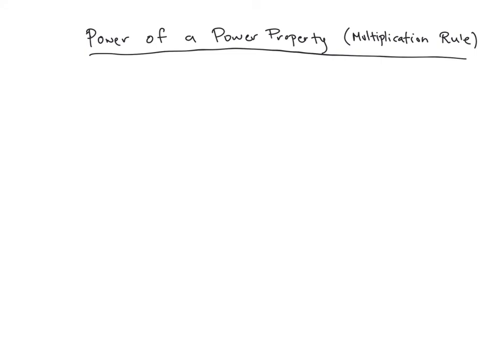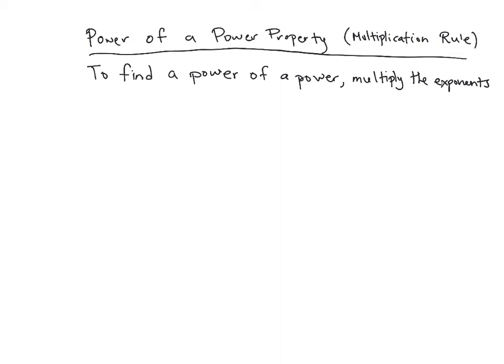Alright, so our third rule is the power of a power property. This is our final rule for today. What the power of a power property says is to find a power of a power, so that's like raising a power to a second exponent. So when finding a power of a power, multiply the exponents.